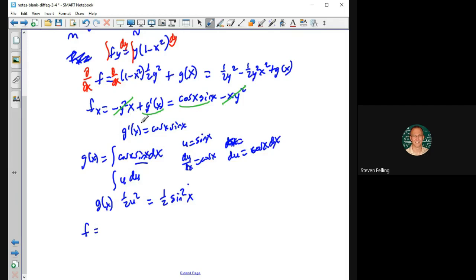It was 1 minus x squared times y squared times 1/2, right? Right here, times 1/2. And then I have to add on the g of x, which I now know is 1/2 sine squared of x, okay? And so the final solution is that equals a constant. This is the implicit solution.